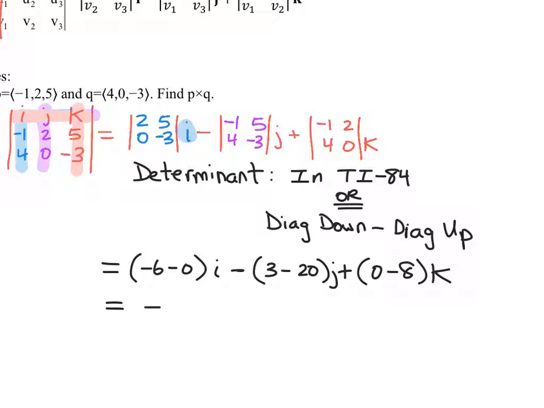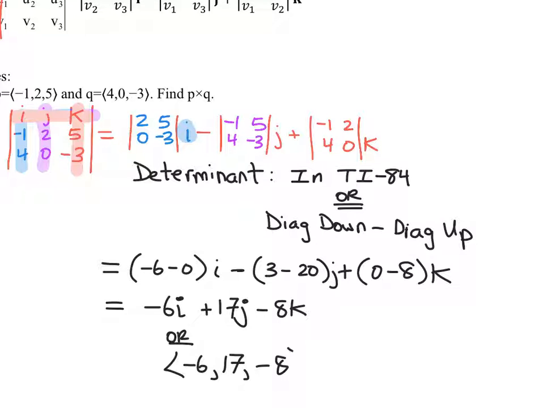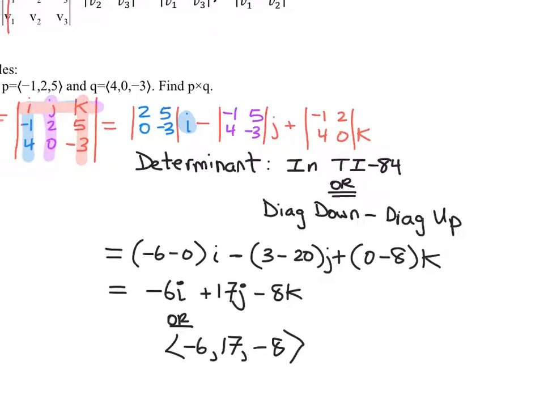All right, so we're looking at -6I. 3 minus 20 is -17. Negative, negative, so plus 17. Minus 8K. Or you could put it in component form. You could write it as -6, 17, -8. Either way.